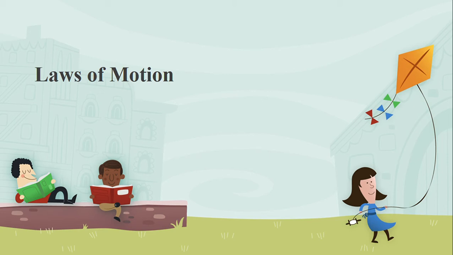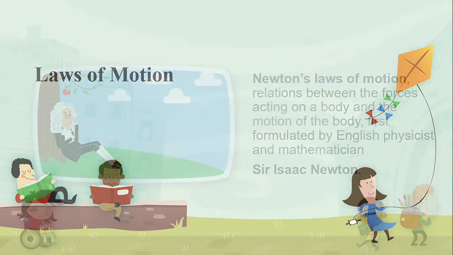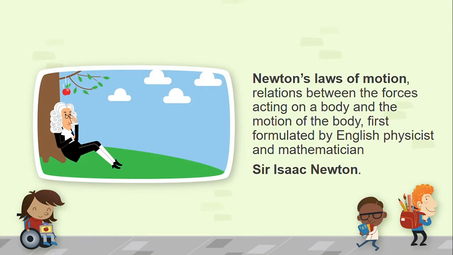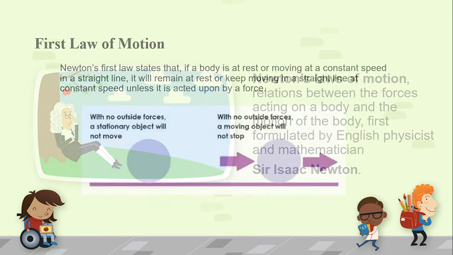Hello, in this video we are going to learn about the laws of motion. Newton's laws of motion are relations between the forces acting on a body and the motion of the body, first formulated by the English physicist and mathematician Sir Isaac Newton. Let's go to the first law of motion.